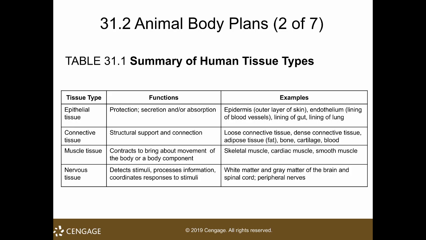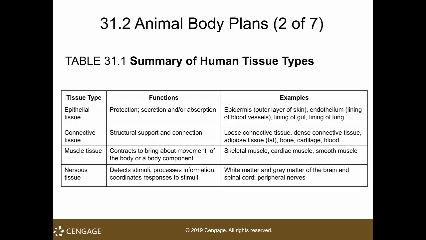And then you have the connective tissue. This is one of the most diverse types of tissue. It functions in structural support and connection. So we can have loose connective tissue, such as your blood. Blood is a type of connective tissue. And then we also have the dense types of connective tissue, especially the bone, the tissues in the bone, and then the cartilage, and also adipose tissues.